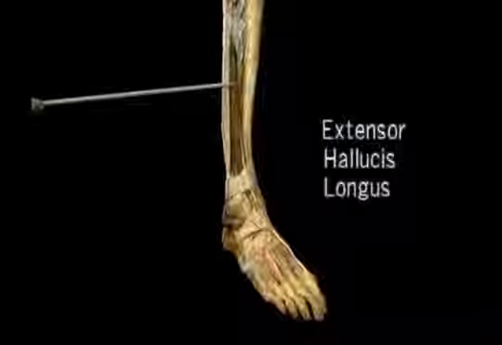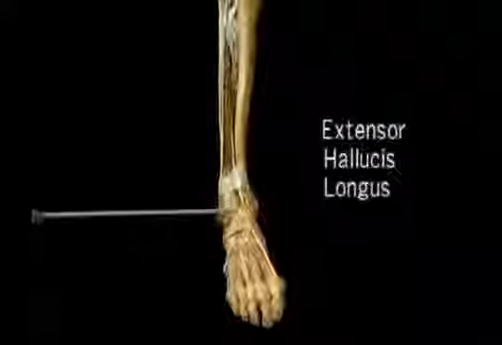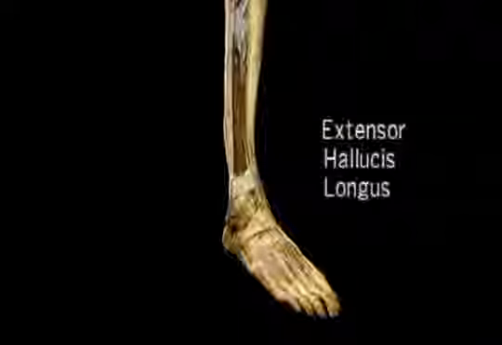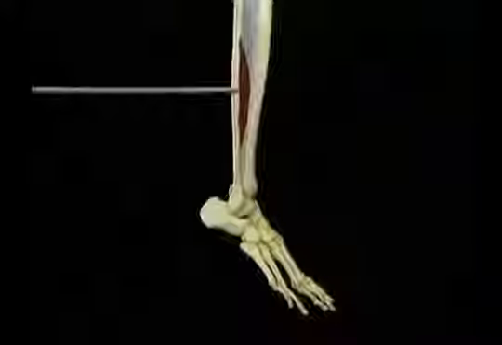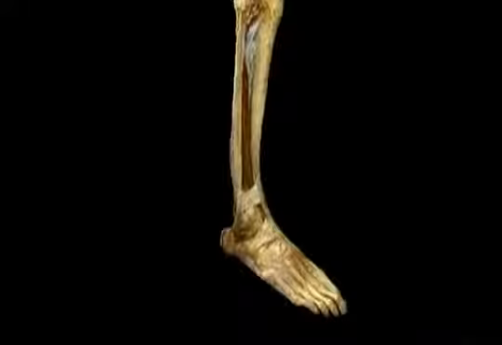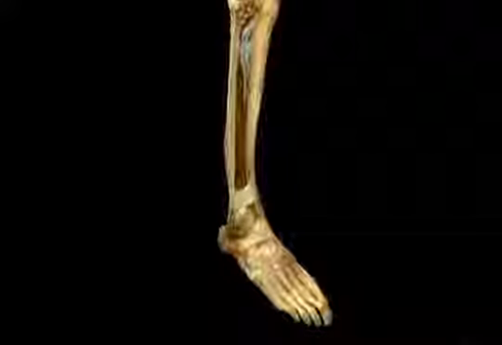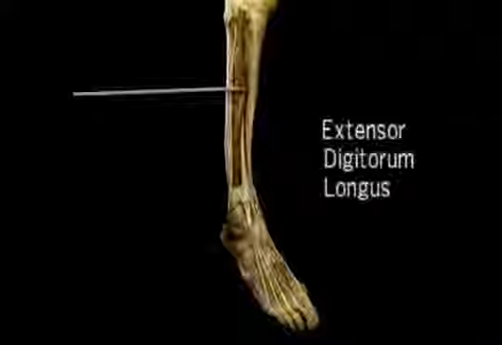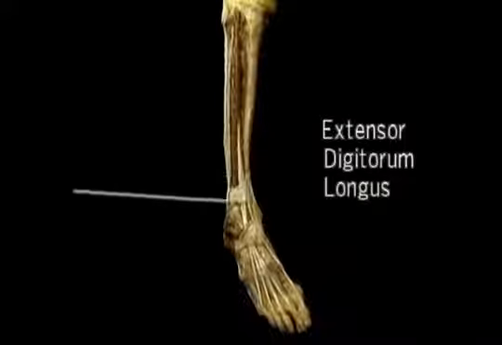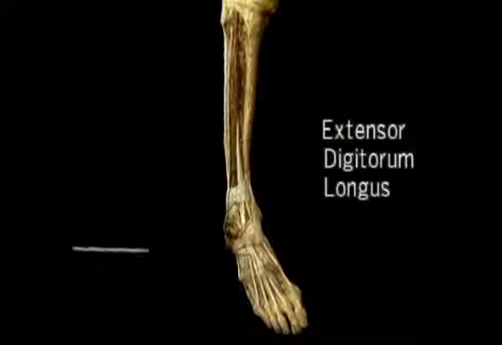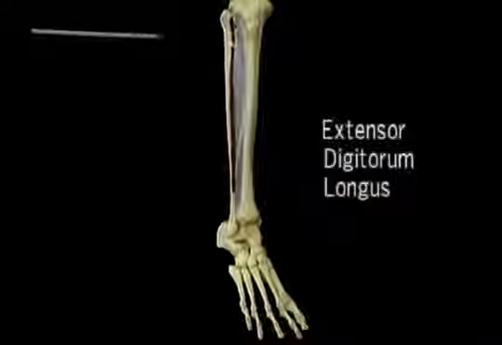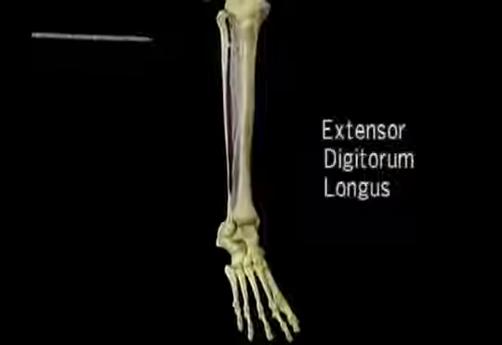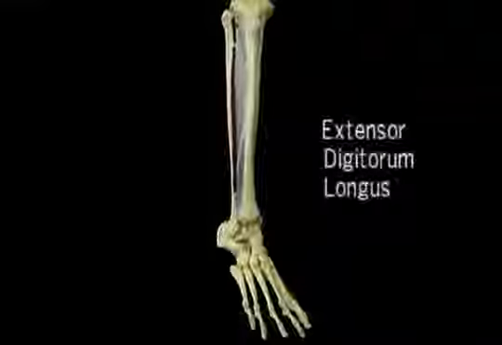Here's extensor hallucis longus. Extensor hallucis longus arises from the adjoining fibula. Lying on top of extensor hallucis longus is extensor digitorum longus. Extensor digitorum longus has a long line of origin here on the fibula. This gap is for the common peroneal nerve.